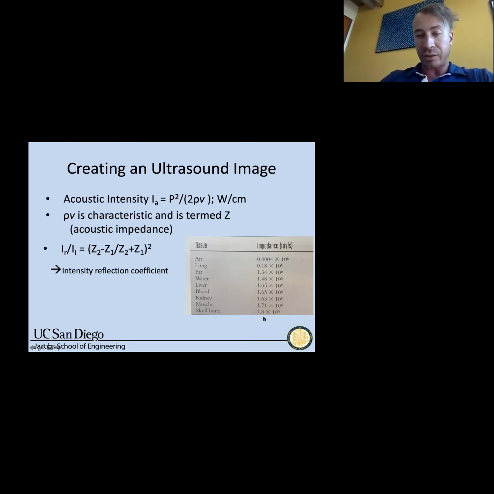Something like skull, which is 8 to the 6th, and water, 1.4 to the 6th. So that's relatively high. But if I want to try to see the difference between blood and kidney, that's going to be pretty difficult because there's very little difference in their acoustic impedance. So this is described as acoustic impedance mismatch.